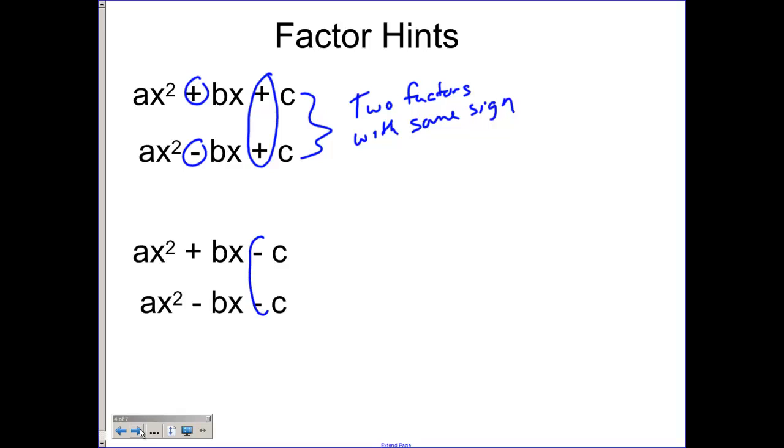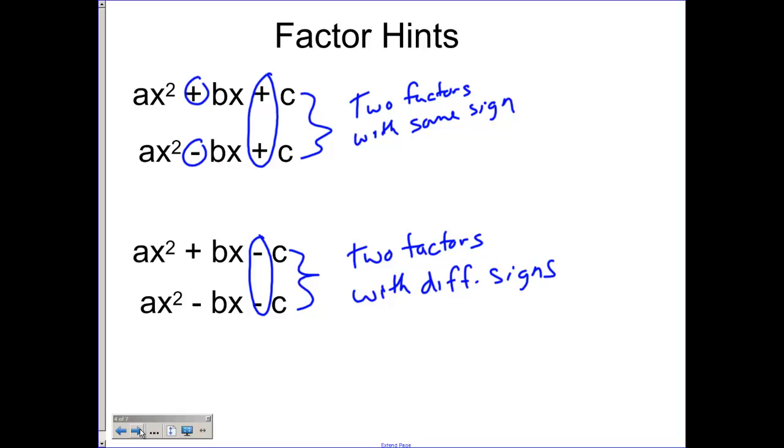If you see the c term is actually a negative or minus, then you'll have 2 factors again with different signs. And what that means is one of them will be positive and one of them will be negative. If you look at the middle term again, whatever that sign is, the bigger factor goes with that sign. So if it's a plus, it'll be a positive number for the bigger factor. If it's a minus, the bigger factor will be a negative.